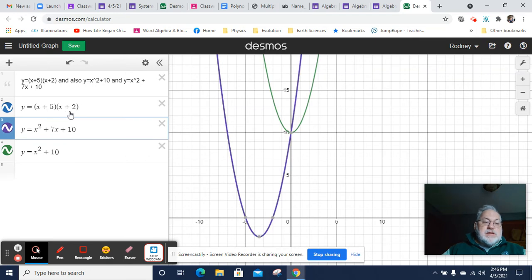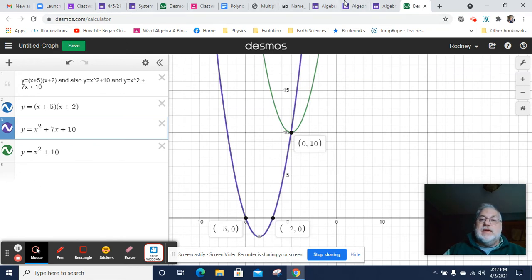That x plus 5 times x plus 2 is x squared plus 7x plus 10. Because x times x is x squared. The 5 times 2 is 10. But then the 5x and the 2x add up to make 7x. So x squared plus 10 is a totally different equation. They do both share the same y-intercept, of course, but x squared plus 10 does not share the x-intercepts of x squared plus 7x plus 10 or x plus 5 times x plus 2.